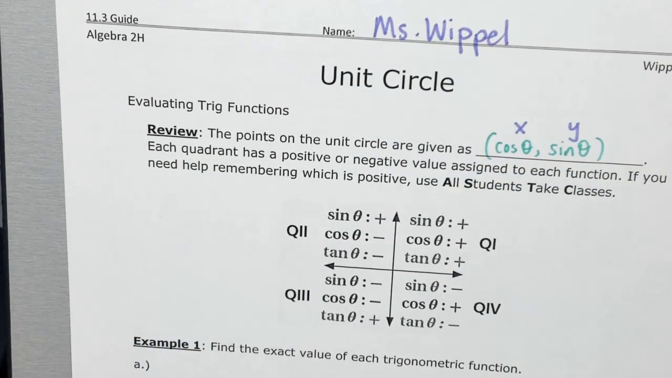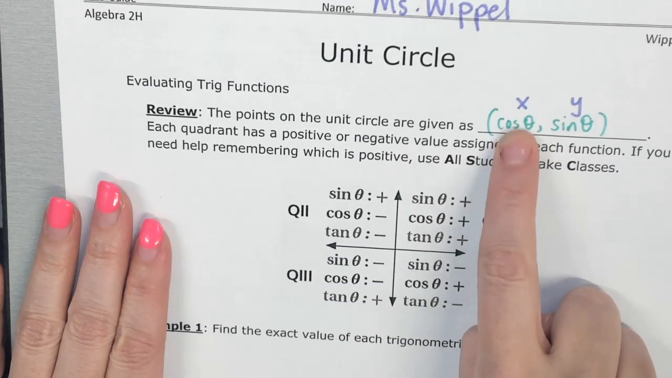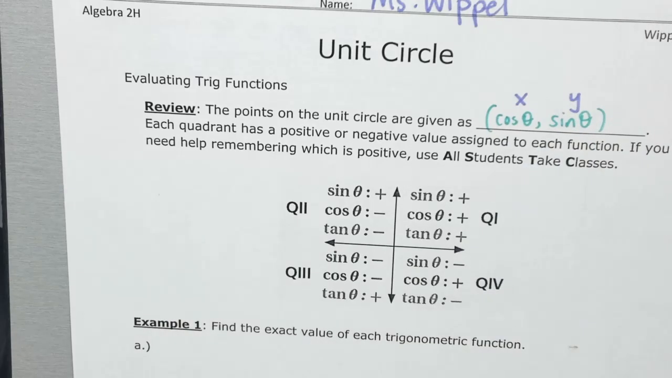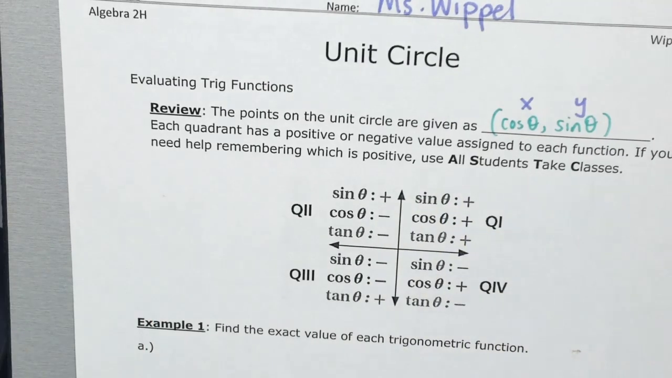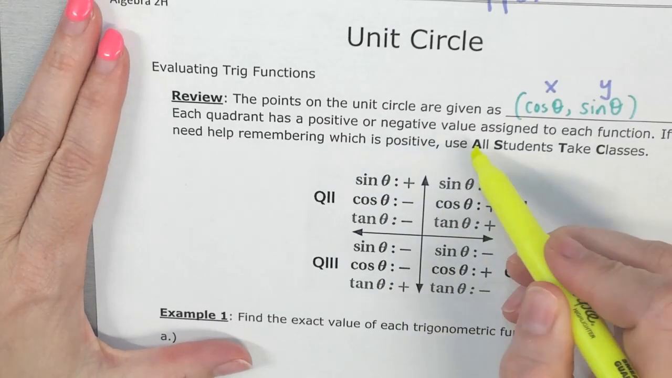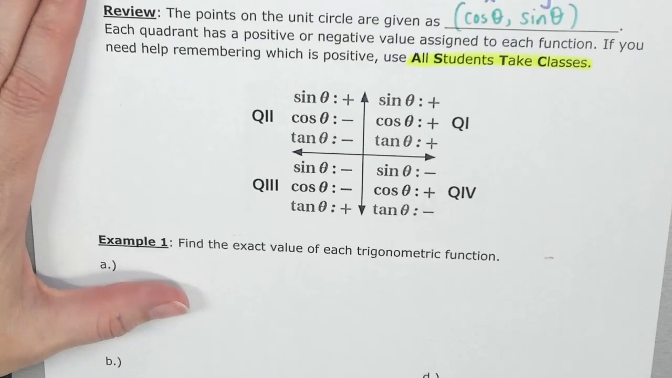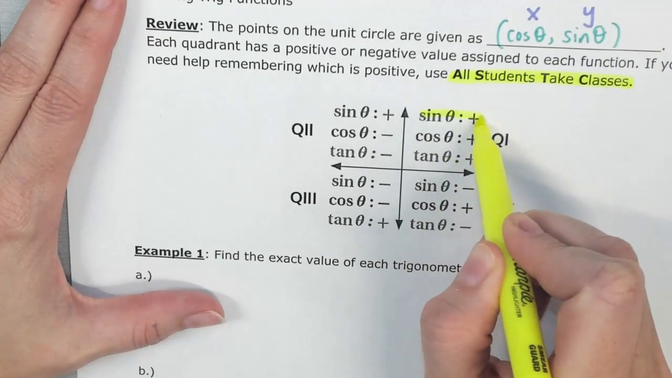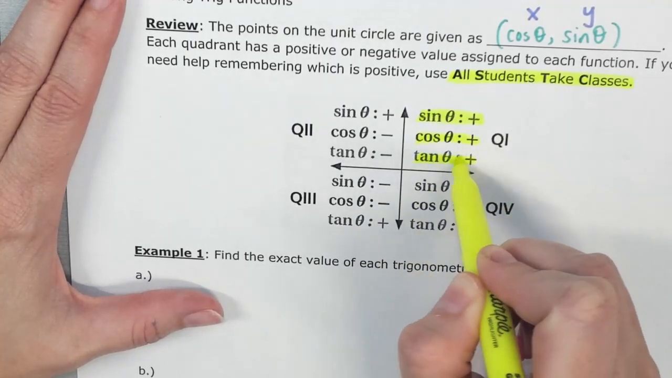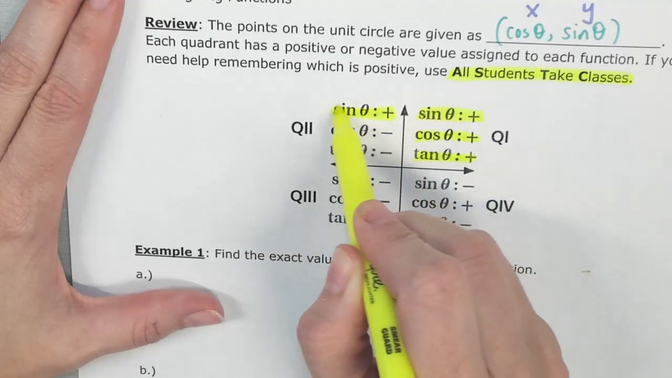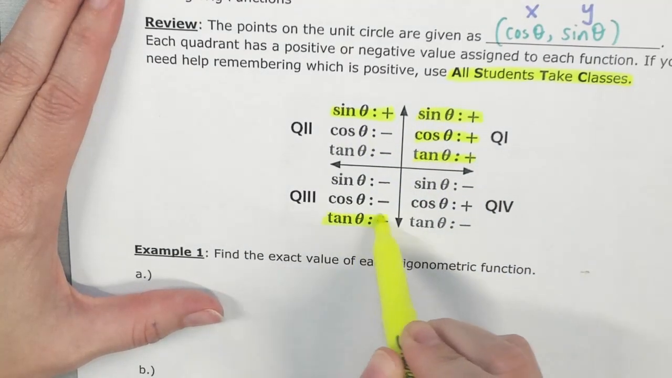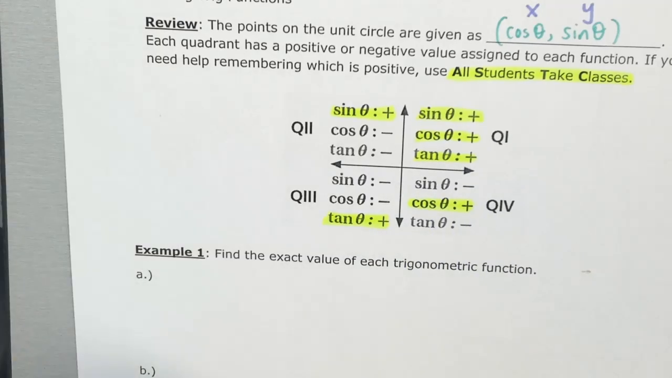We did talk yesterday about where values are positive and negative. The cosine is the x value, the sine is the y. We did write down where the y's were positive and where the x's were positive. This is just a quick way to remember it. Each quadrant has a positive or negative value assigned to each function. One way you can remember that is this acronym, All Students Take Classes. In quadrant 1, all of the trig functions are positive. In quadrant 2, it's only the sine. In quadrant 3, it's the tangent. And in quadrant 4, it's the cosine.